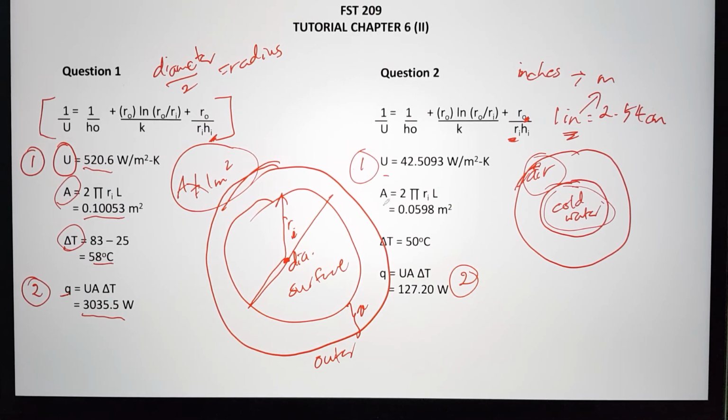Then followed by the calculation of the area, again using the same equation, 2 pi RiL, and the value of the area is 0.0598 meter square. Calculate the temperature difference. The temperature difference is 50 degrees Celsius. This one comes from 70 minus 20, so you will get 50 degrees Celsius. And last but not least, calculate the rate of heat transfer using the equation UA delta T. The value is 127.2 watt.